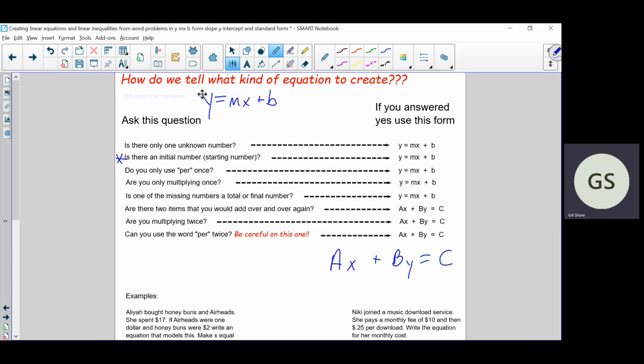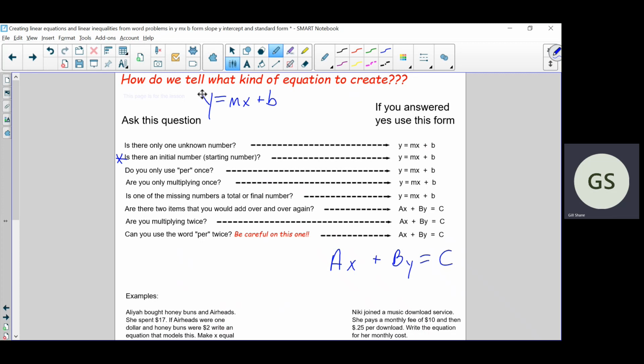So again, this will help you figure out which type of equation you're going to use. Is it going to be the one where you replace the m and the b, because you're always going to have the y and the x, or is it going to be where you replace the a, the b, and the c, because you'll always have an x and a y in the equation when you create an equation. Pretty much.